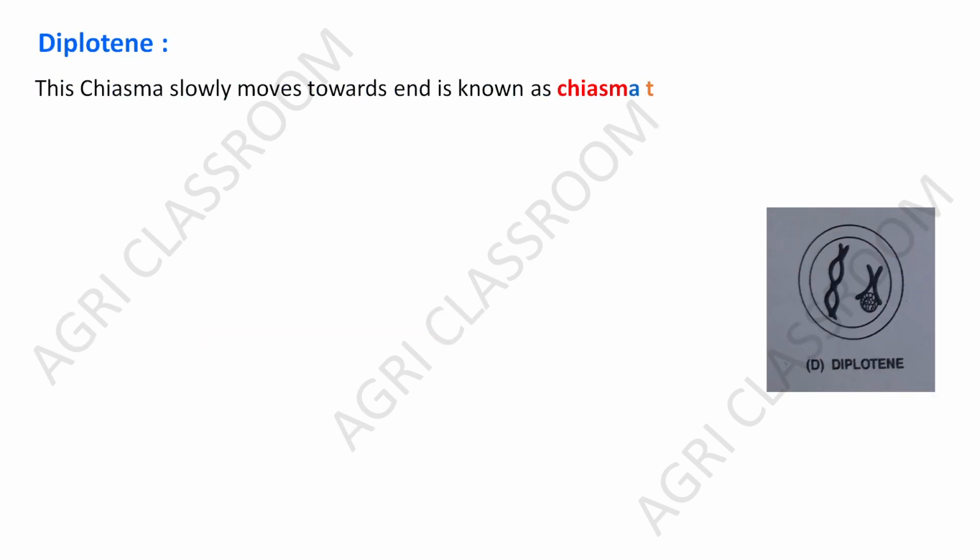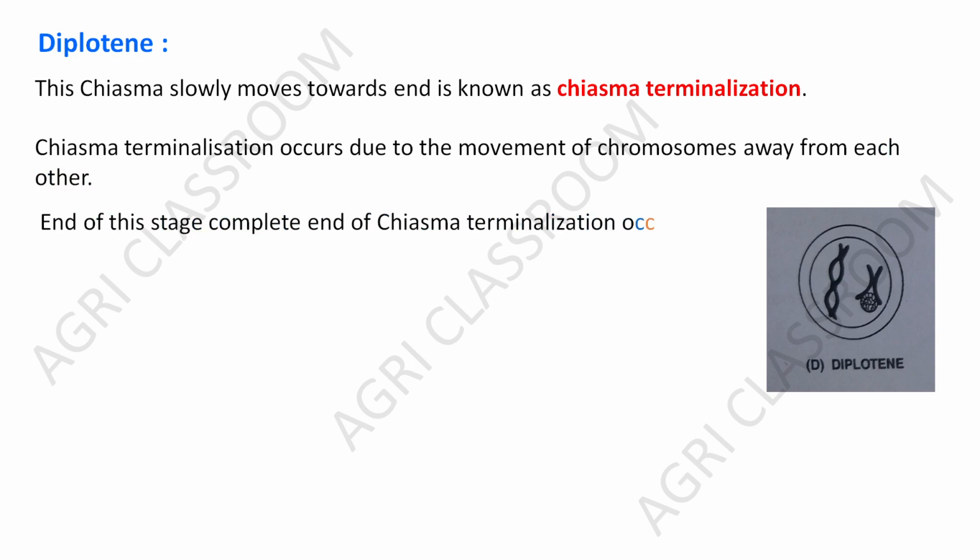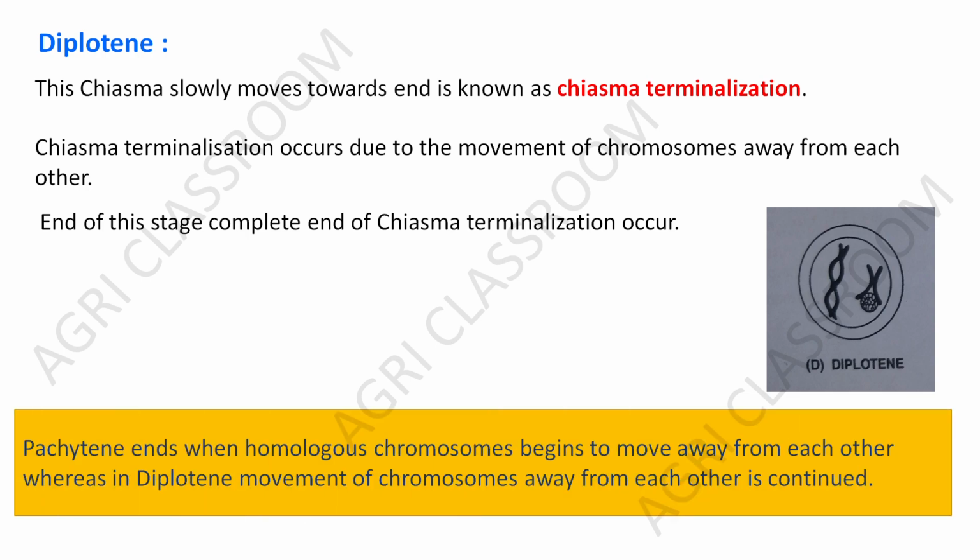Diplotene. The chiasma slowly moves towards the end, which is known as chiasma terminalization. Chiasma terminalization occurs due to the movement of chromosomes away from each other. At the end of this stage, complete chiasma terminalization occurs. Important point, don't confuse here: pachytene ends when homologous chromosomes begin to move away from each other, whereas in diplotene, movement of chromosomes away from each other is continued.